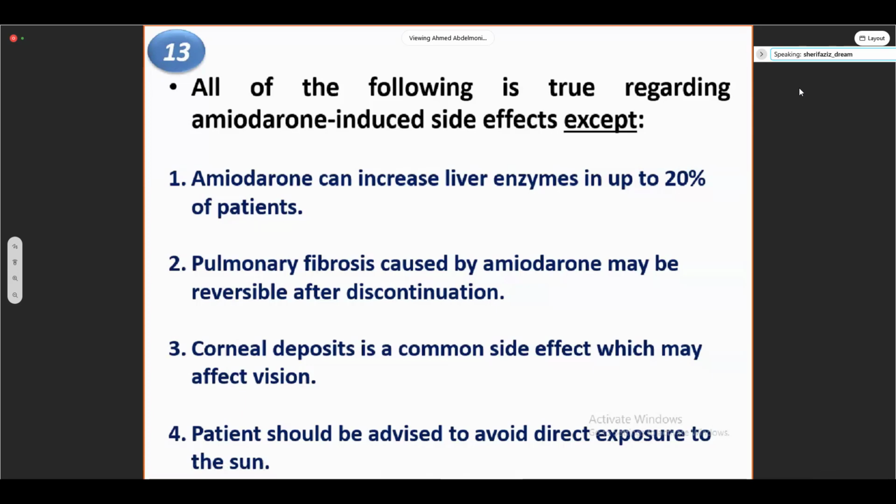So let's discuss each choice here. Amiodarone increases liver enzymes in up to 20% of patients. That's true. And sometimes more than this, when it is used for a long time, it leads to some sort of hepatotoxicity. So it may increase liver enzymes. Pulmonary fibrosis caused by amiodarone may be reversible after discontinuation. That's right. Pulmonary fibrosis is reversible after you stop amiodarone.